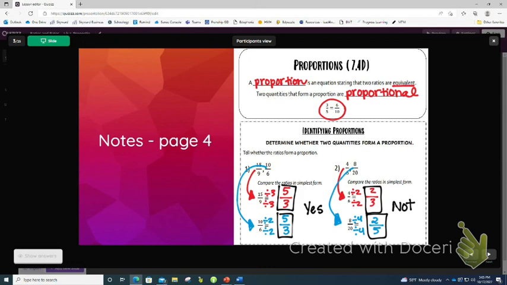So to check if your ratios form a proportion, simplify both fractions and see if they are equal.